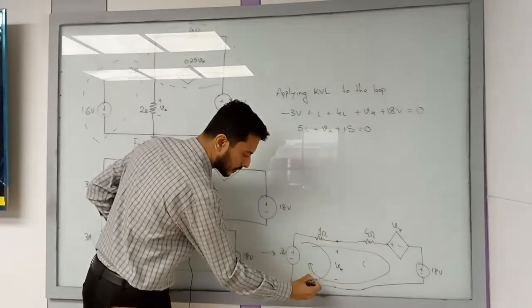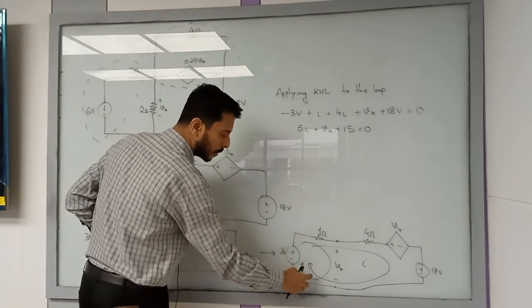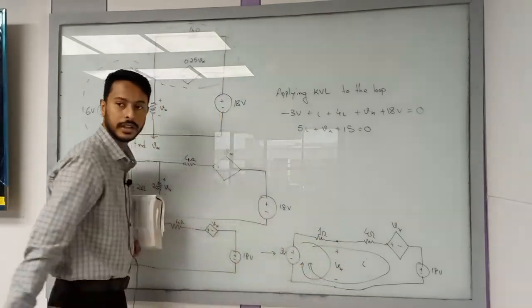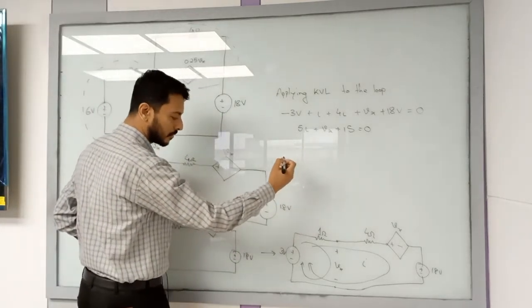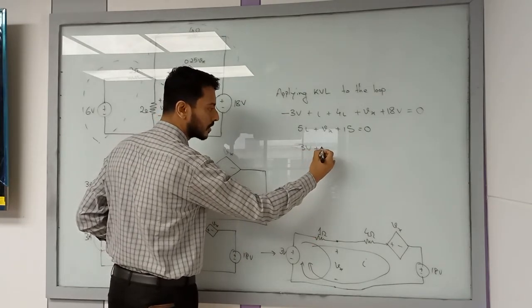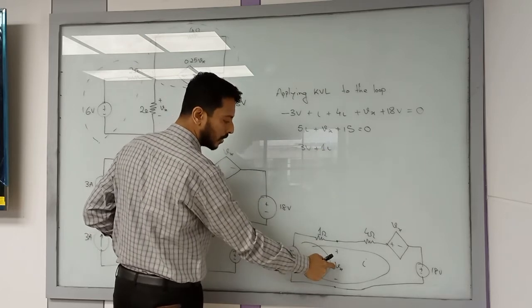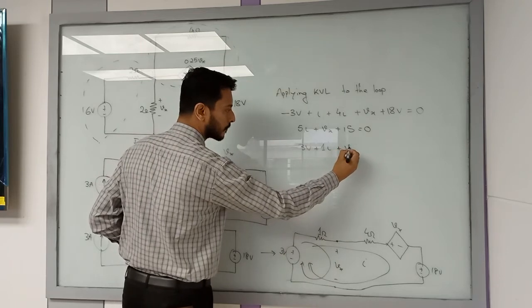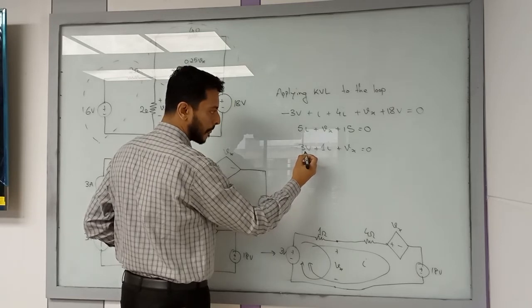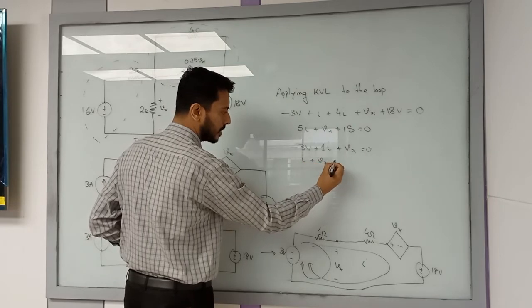From this Vx, you can apply a loop over here, 3 volt, 1 ohm, and the voltage drop over here. Okay, you can find one equation from there. So minus 3 volt, and you have 1 ampere, which is positive, 1 times I, and you have a Vx voltage equal to 0. So this equation is basically I plus Vx is equal to 3.